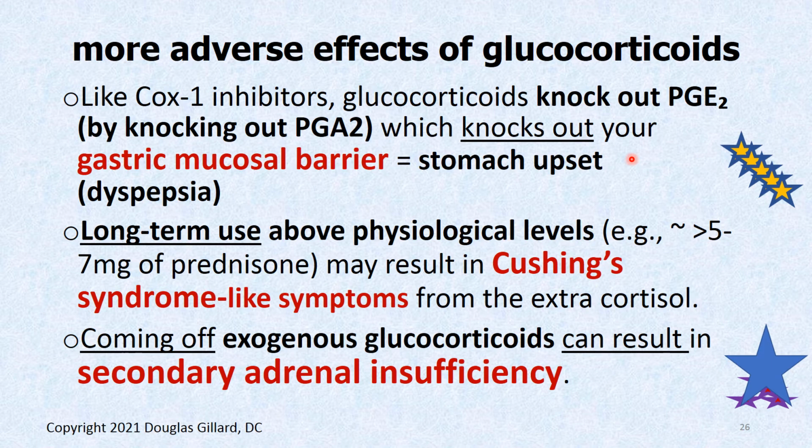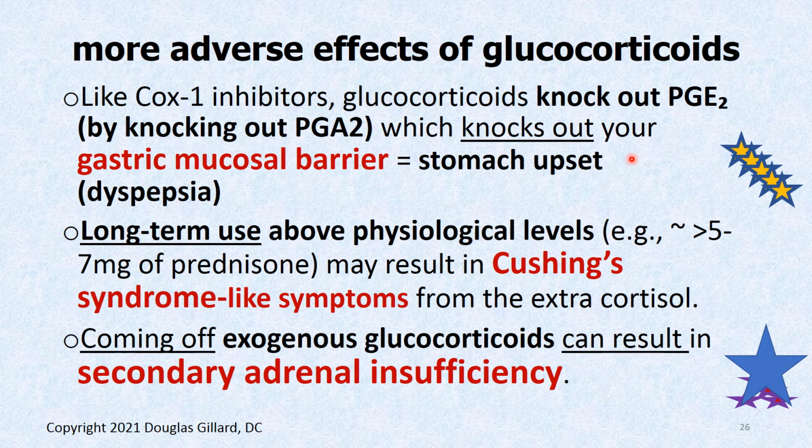What else? Long-term use above physiological levels. Yes. So what if you're taking 40 milligrams of prednisone, and physiological levels are between 5 and 7? What if you're taking 15, 20, 30, 40? Well, if you stay on that for a long time, you get Cushing syndrome, right? You have glucocorticoid excess. It's like having too much cortisol. So you will start getting the moon face. You'll get the little buffalo hump. You get the pendulous abdomen.